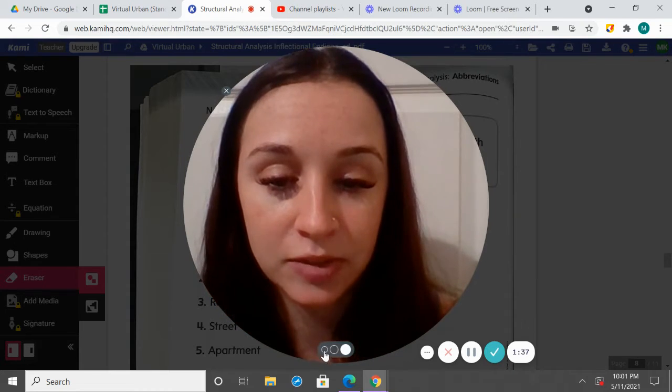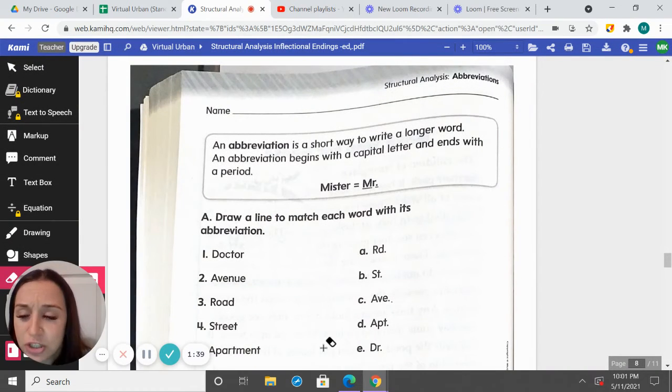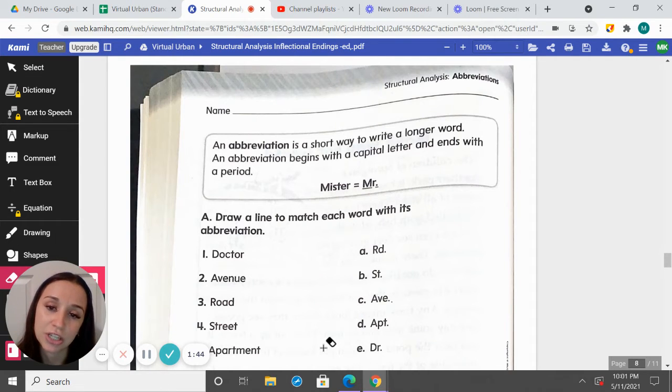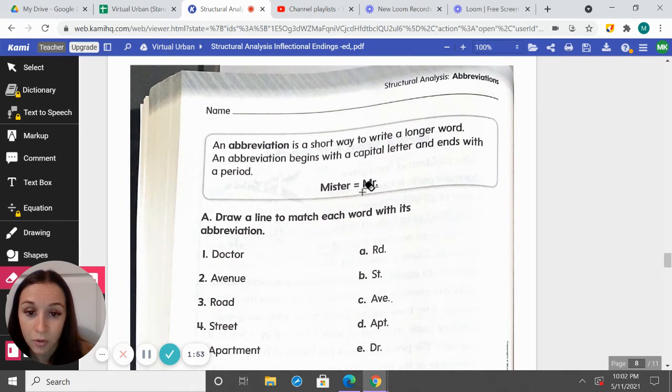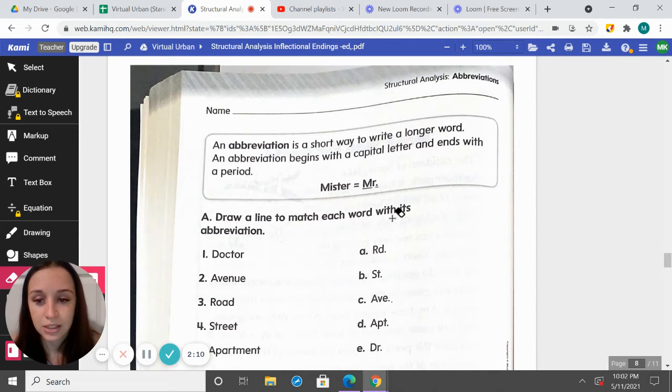So I'm going to go ahead and make myself smaller, and we're going to work on this sheet. So let's read the top part. It's just kind of a recap of what I said. An abbreviation is a short way to write a longer word. An abbreviation begins with a capital letter and ends with a period. So Mr., we abbreviate to M-R period. So think of any male teacher you've ever had. You would write M-R period and then his last name. But that was short, an abbreviation for Mr., M-I-S-T-E-R.